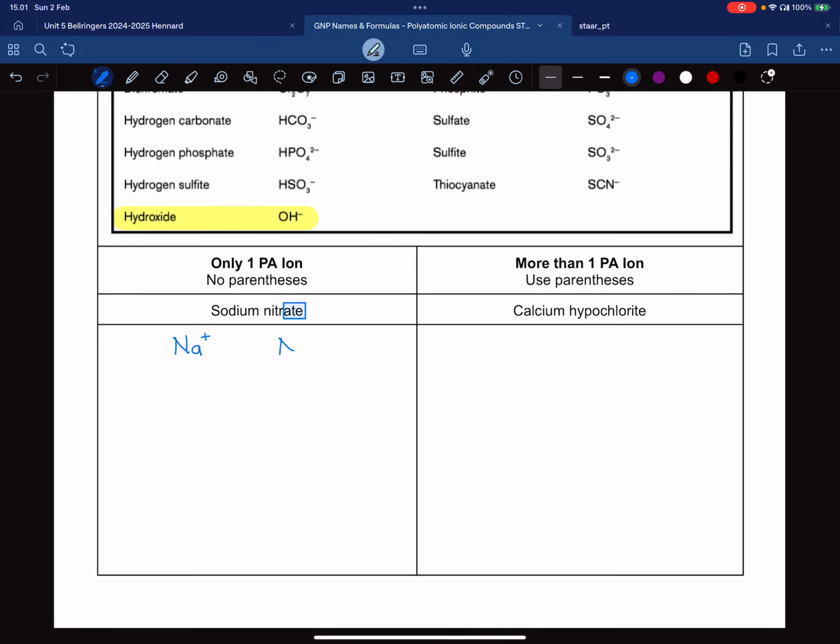So NO3 minus. All right? Now, if you're using the crossover method, you're taking that number, which of course is a 1, and you're taking that number, which of course is a 1. And since we don't write the ones in chemistry, we call it NaNO3, and that is sodium nitrate.